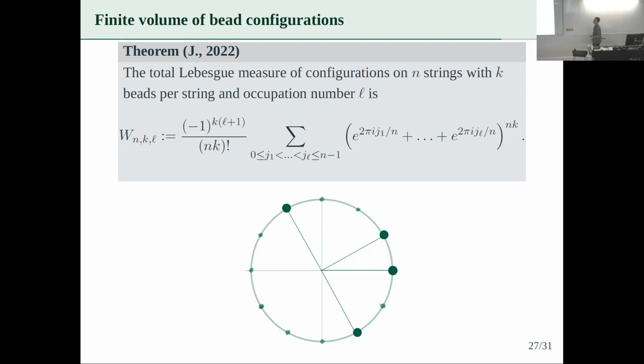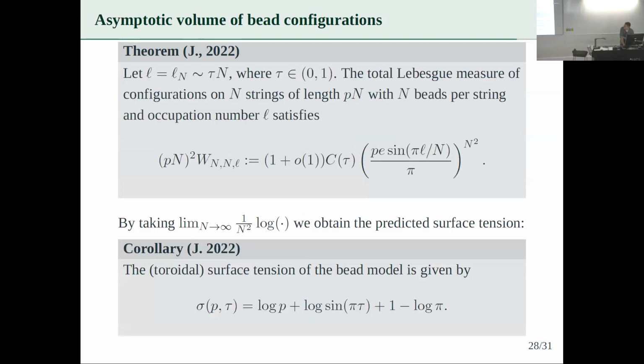It's not the most transparent formula. However, it is explicit, and this means that we do have an explicit hold on the asymptotic volumes of bead configurations. So by studying the asymptotics of this formula, as n, k, and l tend to infinity, we obtain the following results.